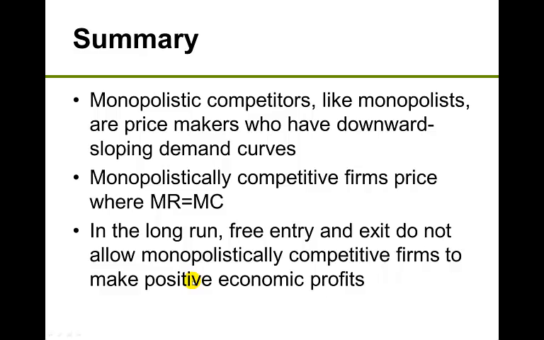So monopolistic competitors, like monopolists, have control over what price they will charge. They face downward sloping demand curves. They're still going to set prices where marginal revenue equals marginal cost. They can make economic profits in the short run, but not necessarily in the long run. Just like perfect competition, they will make zero profits. But they will produce at a level that is less than perfect competition. They will charge a price that is higher than perfect competition, and they will still charge a markup over marginal cost in the long run.